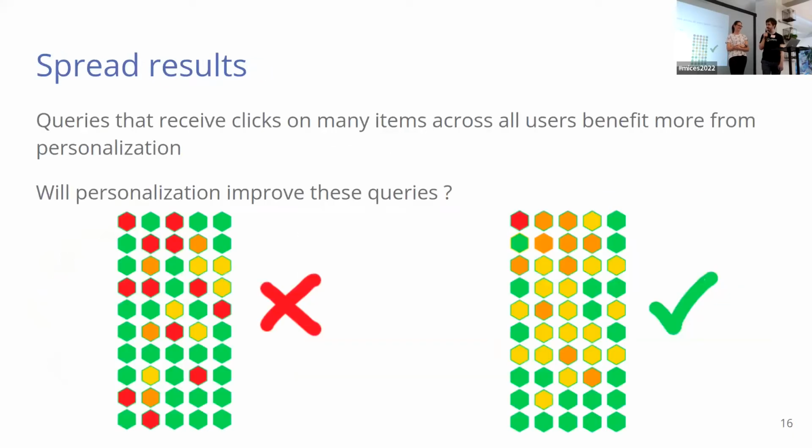And more generally, it has been shown by some papers that personalization works better if you have spread results. Which means that if you take all users and see that they click a lot on some items and not on other ones, personalization will not work well. You have to improve the relevancy of your search engine, but probably not by doing personalization. But if you have spread results, where everybody is clicking a bit everywhere, there you can have some improvement by doing personalization.